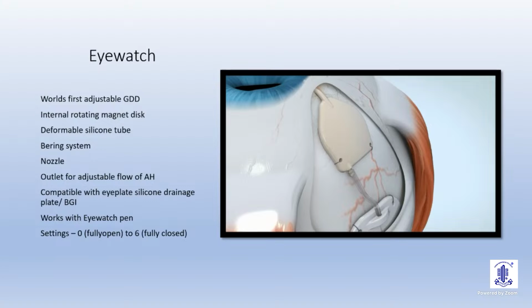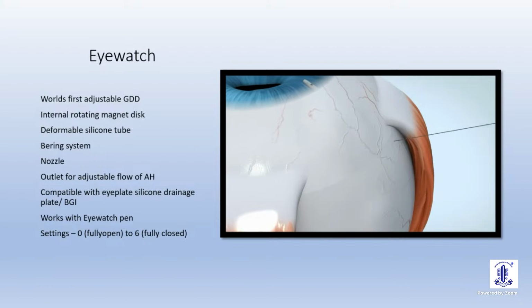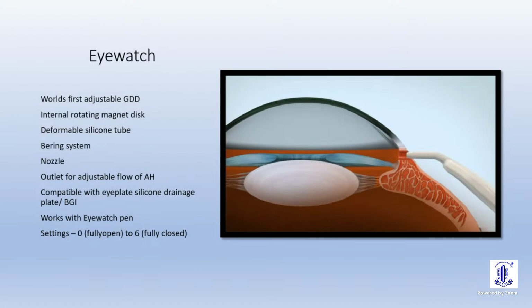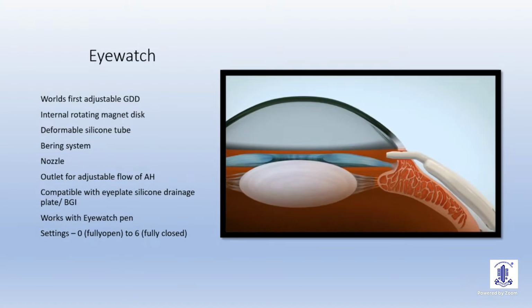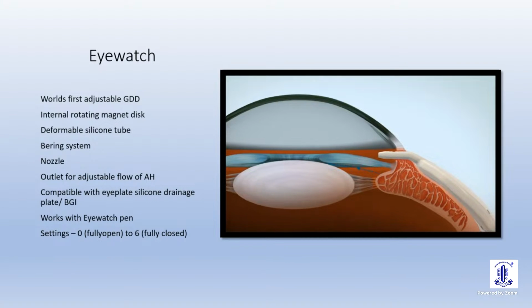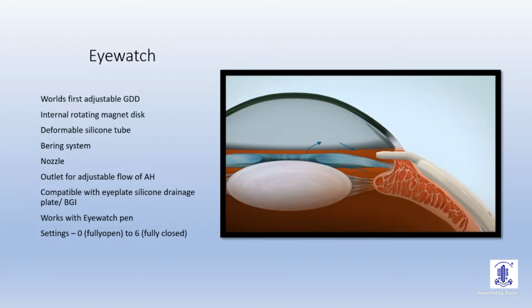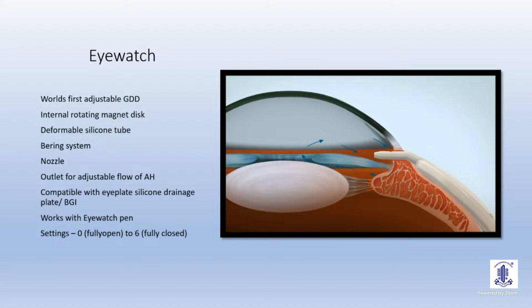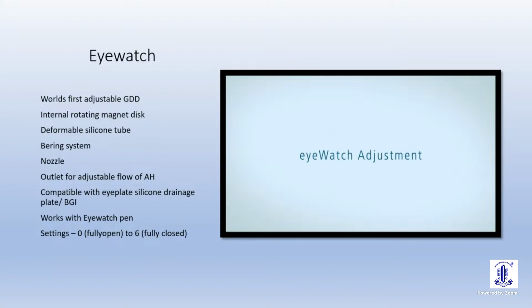Verify its secure connection by gently pulling on the tube. Place and suture a scleral patch over the device. Finish by closing the conjunctiva. The iWatch's nozzle is rigid and is positioned within the anterior chamber parallel to the iris. This prevents any contact with the iris or the cornea, avoiding related complications.